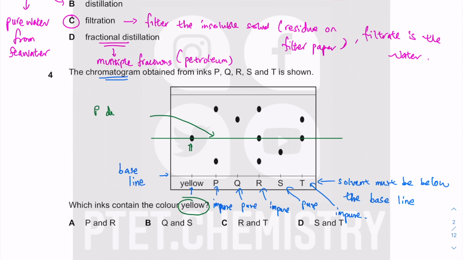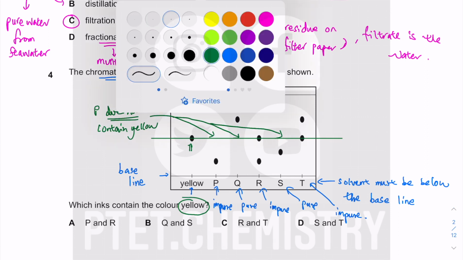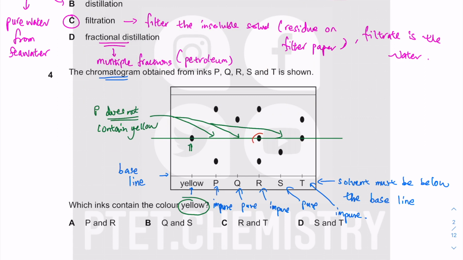So P does not contain yellow. What else does not contain yellow? Q does not contain yellow. What else does not contain yellow? S does not contain yellow because there's no spot where the yellow has traveled to. Okay, you compare them horizontally. So which one contains yellow then? So you can see that R and T contain yellow. So it has to be R and T that contain the yellow spot.